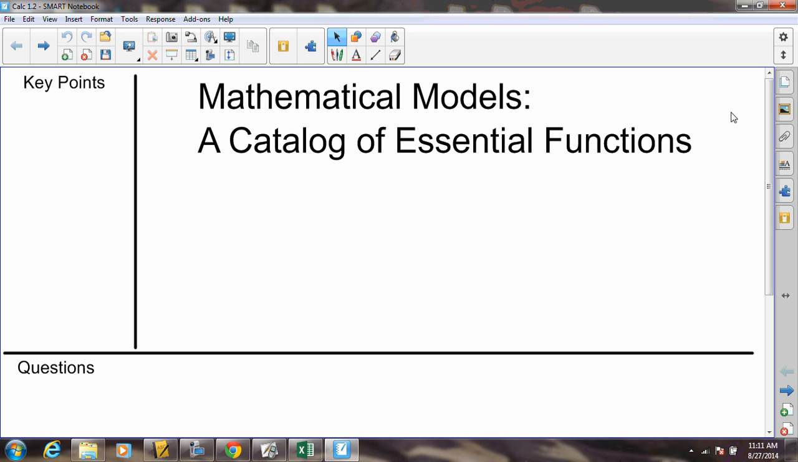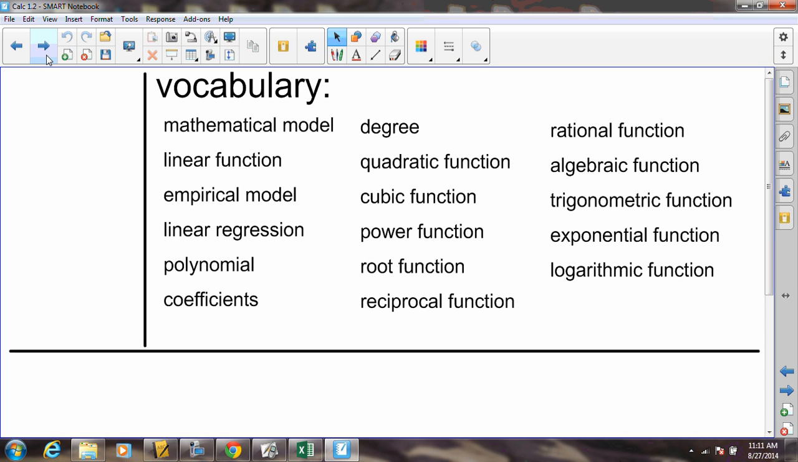All right, the video today is on mathematical models, a catalog of essential functions. The short version behind this video is there are a number of different types of functions that you've worked with before in your life. Today is intended just to be a very quick review of the many different types of functions, their names, and here is a ton of vocabulary based on them.